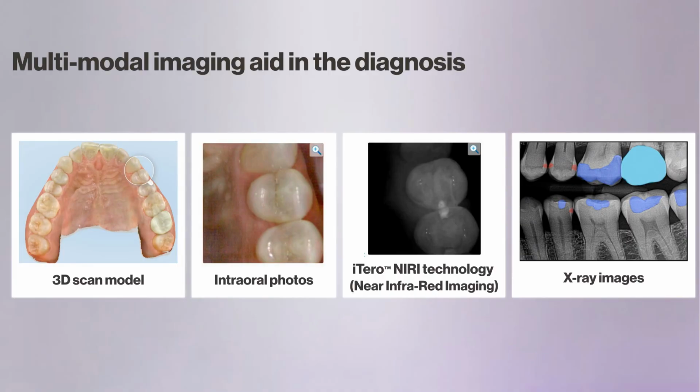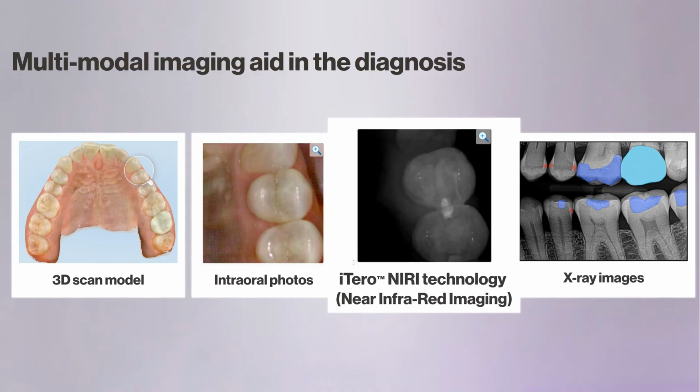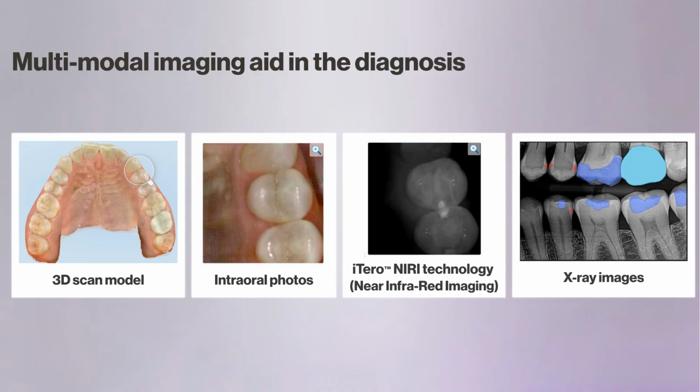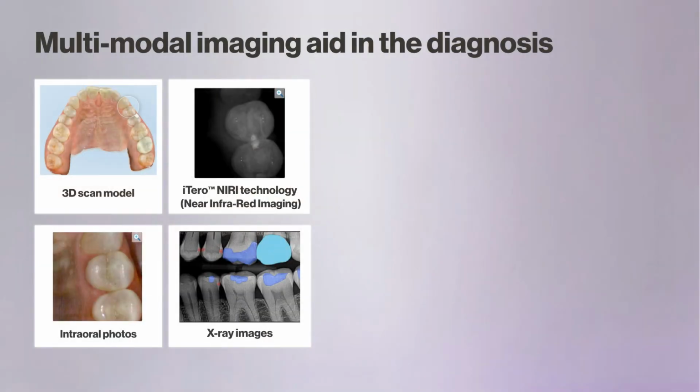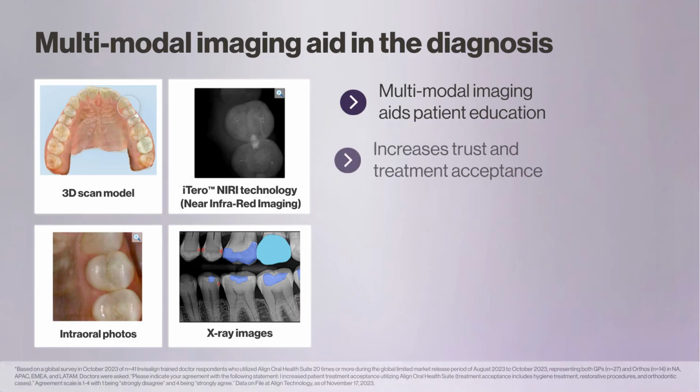With the iTero scanner, we can bring all of these views together in one place: the 3D scan model, intraoral photos, near-infrared images, and X-ray images. The AI-supported assessment of radiographs is possible through the Align X-ray Insights. This can be used as a standalone software or through the iTero scanner to have all images together in a single place. By uniting all these imaging modalities, you can educate patients more effectively about their condition and treatment options. This fosters greater trust and increases treatment acceptance.